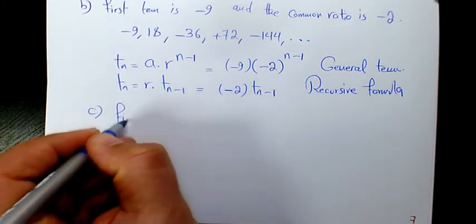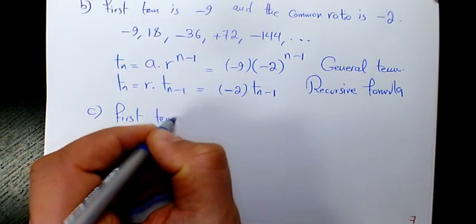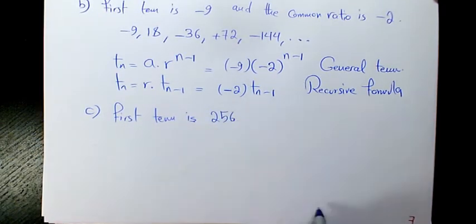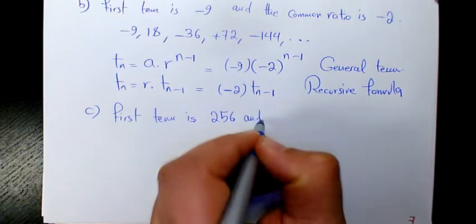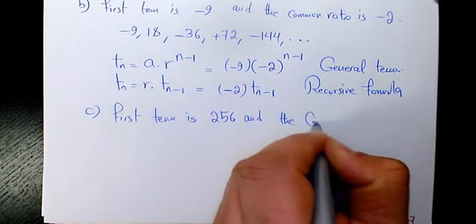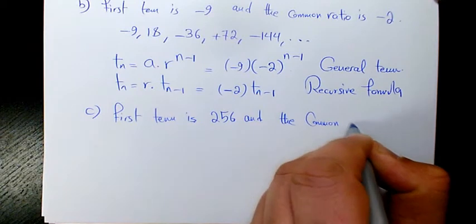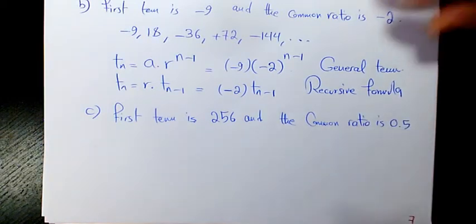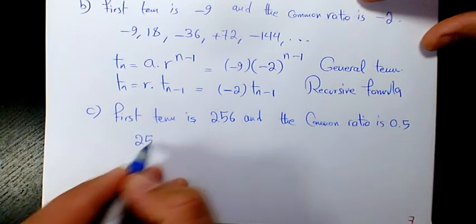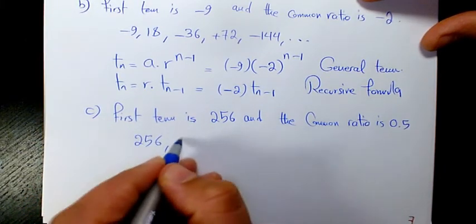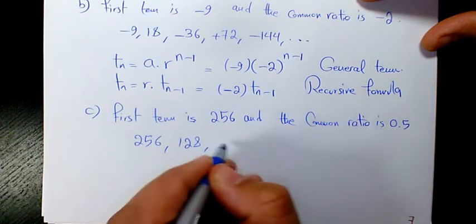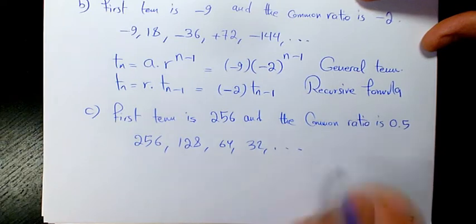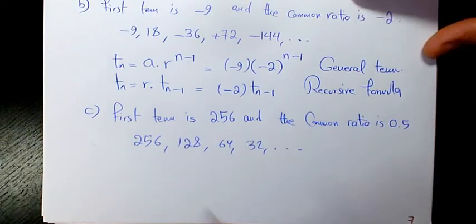Next example, first term is 256 and the common ratio is 0.5. That's going to be 256 times 0.5, which is 128, 128 times 0.5 is 64, 64 times 0.5 is 32, and so on. So this is going to be the geometric sequence here.